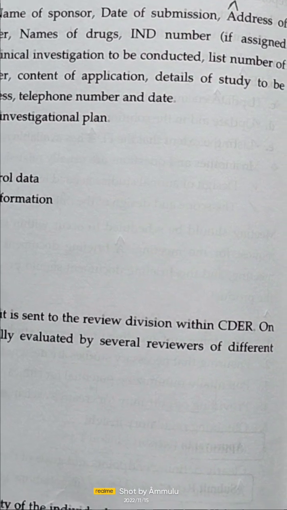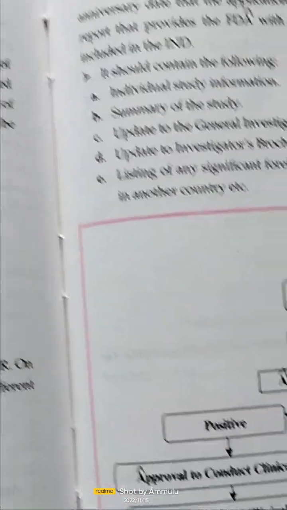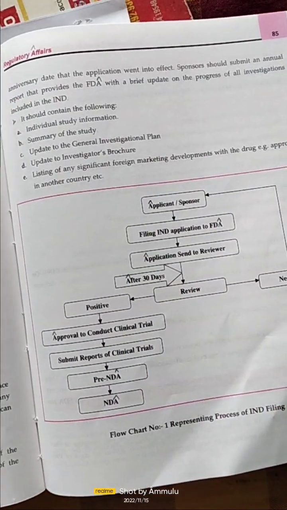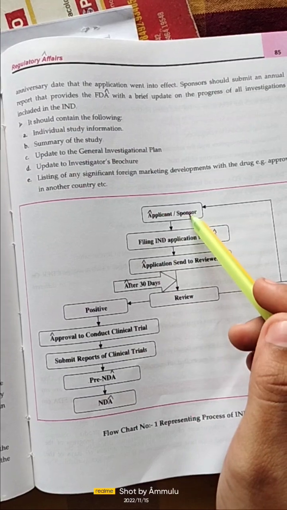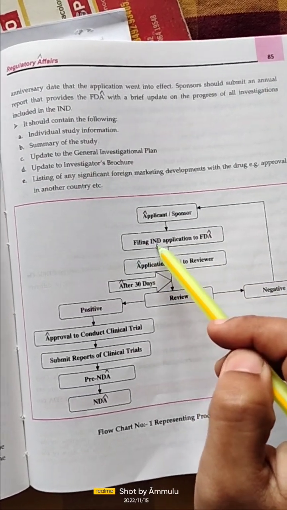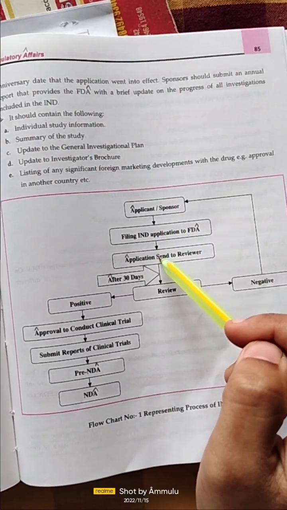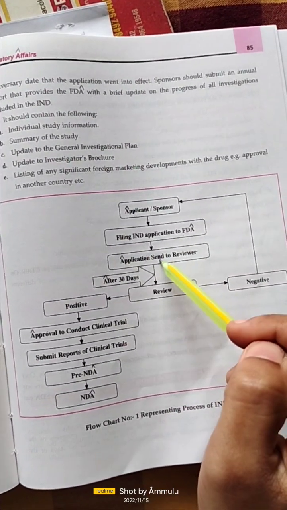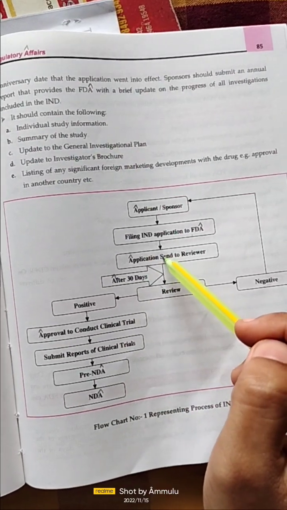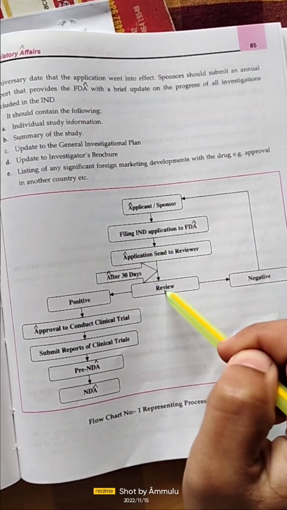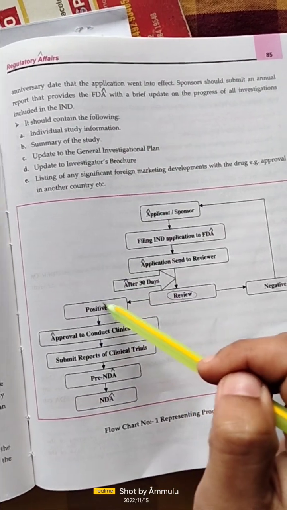Here, the process of IND filing is represented. I will show it. Here, the applicant or sponsor name is given. After that, the investigational new drug application is filed with the Food and Drug Administration. After finishing the filing process, the application will be sent to the reviewer. Reviewing the application takes 30 days. If the review is positive, the process continues.